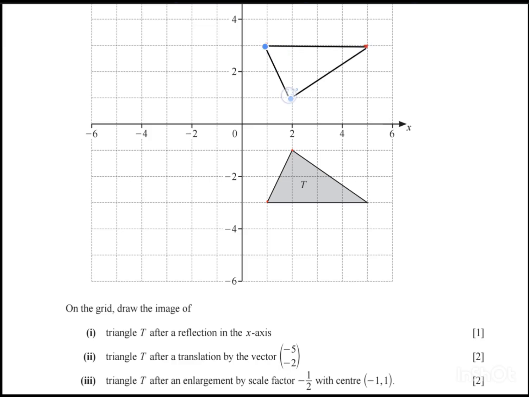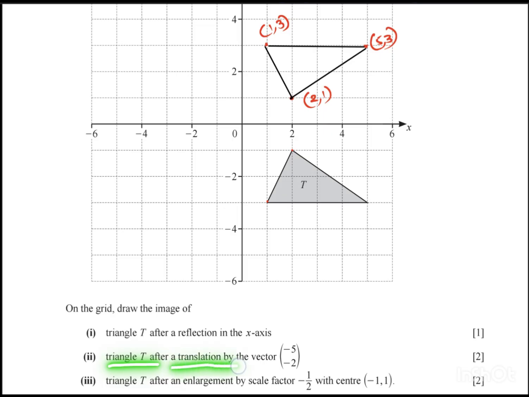So this is the shape reflected in the x-axis. Write the coordinates of all the vertices. So this is 2 and 1. This is 1, 3, and this is 5, 3. Question number 1 is done. Question 2 now.